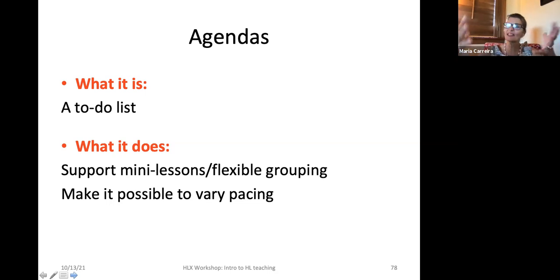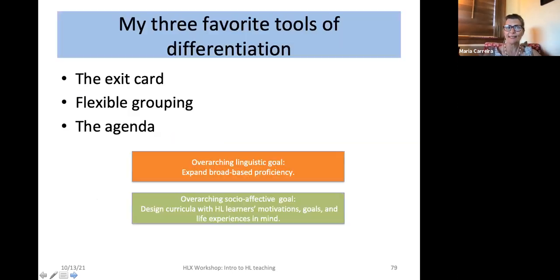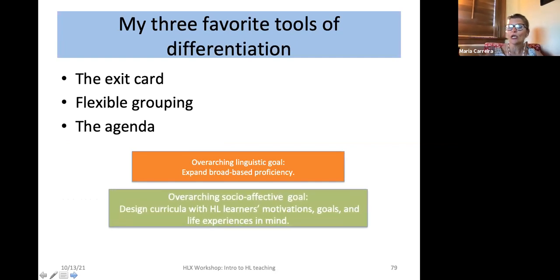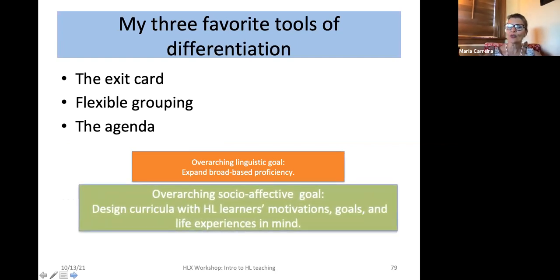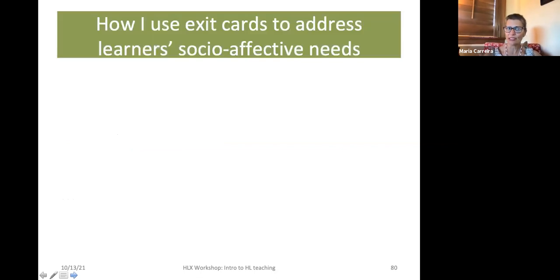Instead of assigning, it's a simple task. Instead of assigning assignments from one day to the next, create a 1 week at a time agenda. And if you've taught the same course enough times, you can do that. You can always vary it a little bit, but that's the idea. Now, let me show you how I use these 3 tools to address students' socio-affective needs.